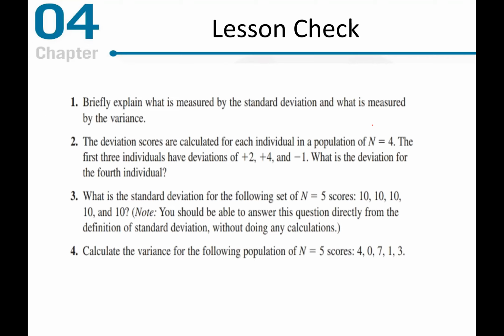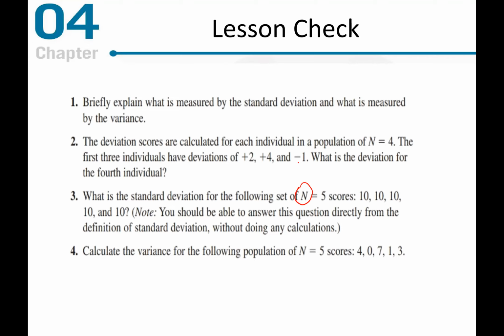So question 3, what is the standard deviation for the following set of scores? Now we know we're dealing with a population because we have a capital italicized N. In this population of 5 scores, all the scores are 10. The lesson gives you a hint: you should be able to answer this question directly from the definition of the standard deviation, so we don't have to do any calculations.